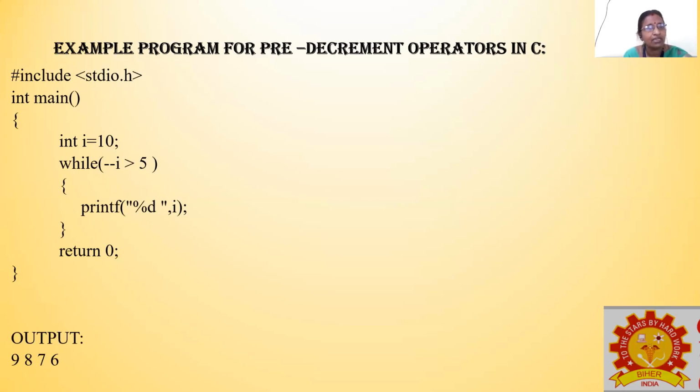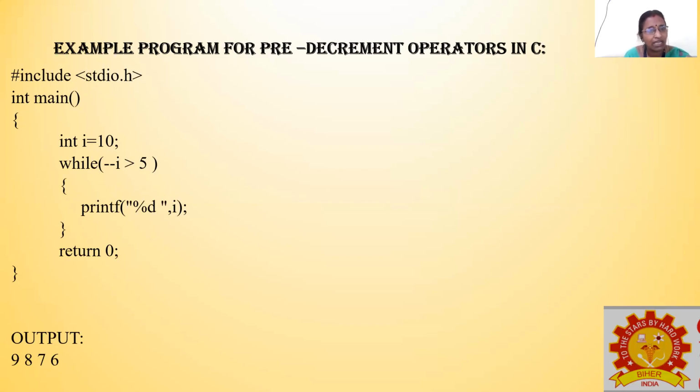When you decrement, the I value will now become 9. Then enter into the while loop because 9 is greater than 5. So first you are decrementing and then comparing the decremented value with 5. What is the decremented value? 9. 9 is greater than 5. You are entering into the loop. So you are printing the I value as 9. Then go to the while loop. Again, minus minus I, so decrement the I value. From 9 it is decremented to 8. Then compare, 8 is greater than 5.